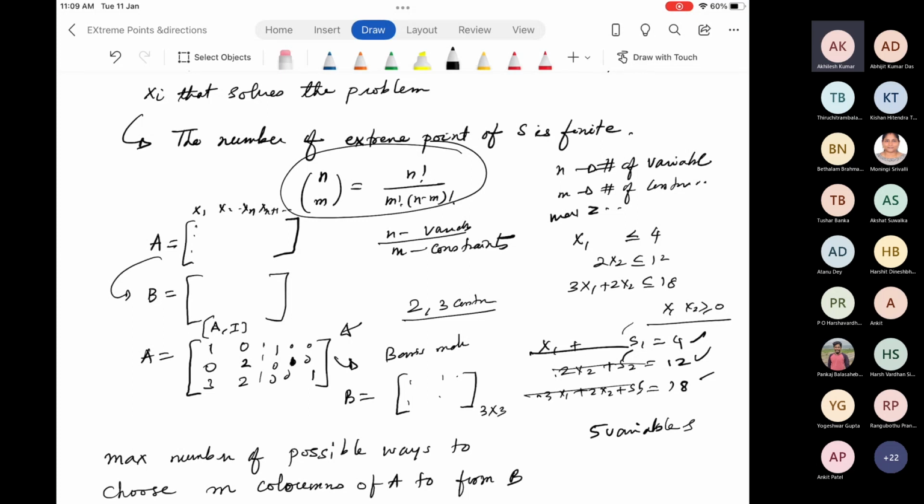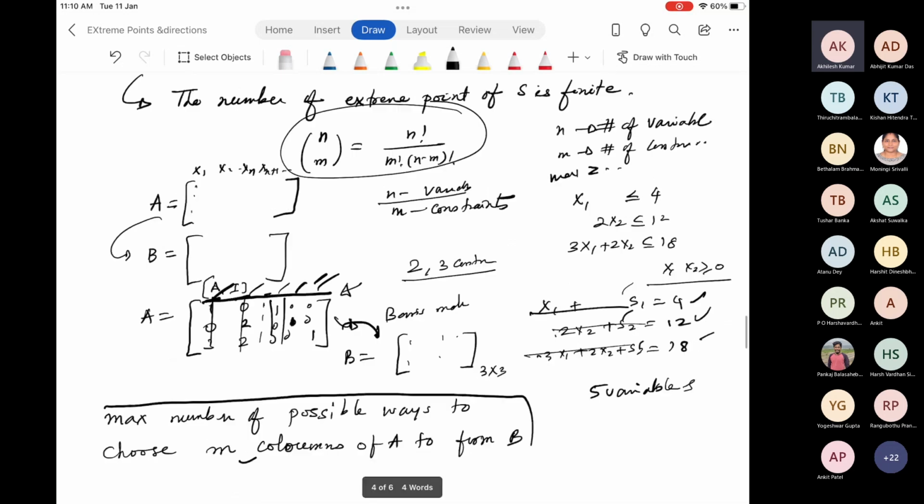Suppose when we start the simplex, 1, 2, 3 are my basic variables. Then in the next iteration, it could be this, and this is your basic variable. So the maximum number of possible ways to choose m columns from A to form B is nothing but nCm. And that's why we can have a finite number of extreme points for a linear programming problem. And that is the basis on which we have developed the simplex algorithm. Does that make sense?